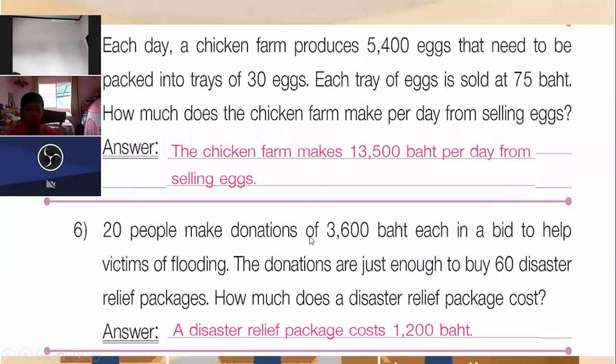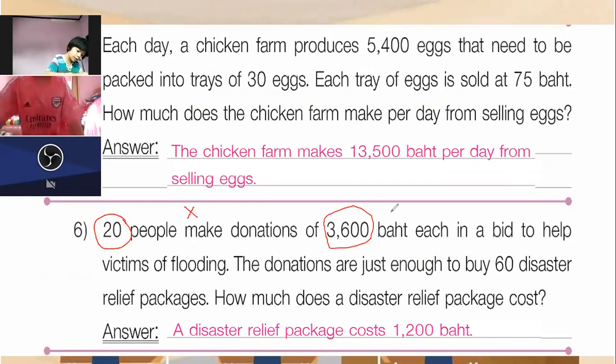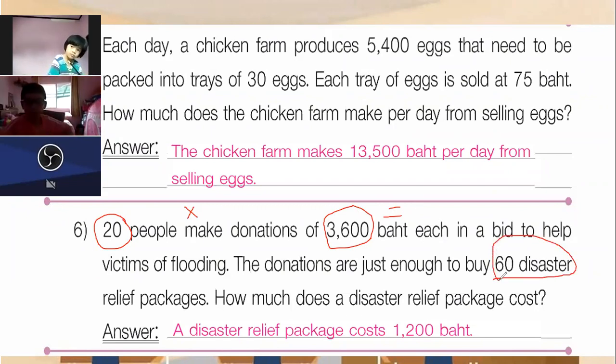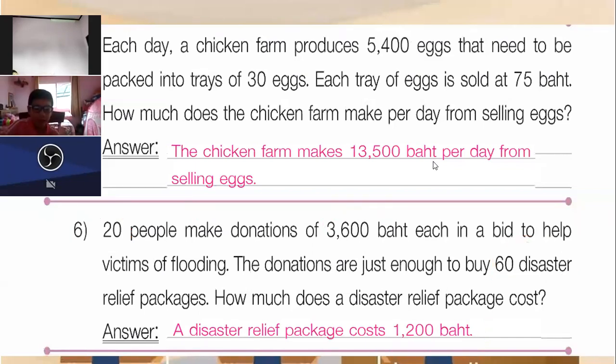Okay, students, just calculate first. How much was the donation? 3,600. Okay, so 3,600 multiplied by 20 people. And then when you get the total amount, after that you divide it by 60, since they gave 60 disaster relief packages. So then you have the answer, 1,200 baht. The disaster relief package costs 1,200 baht.